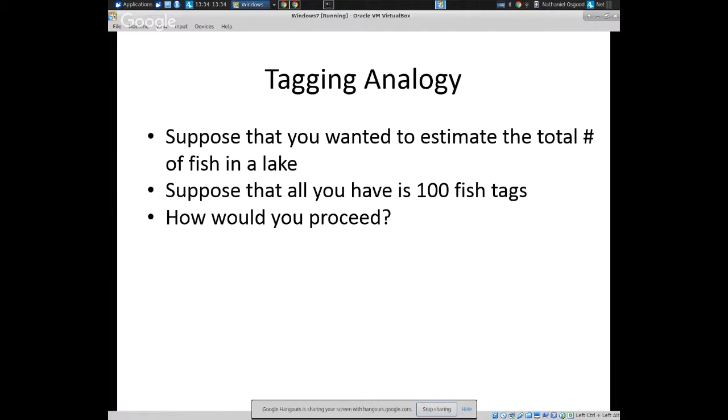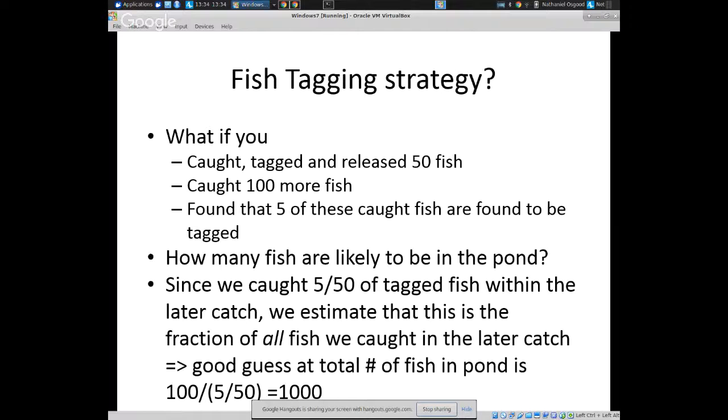Suppose that half of them had the tag, half didn't. How many fish would you guess there are? 200. On the order. I mean, this is not perfect, right? But it gives you a sense. We're a lot more confident there's a lot more fish if we only see very few having the tag. So this is the basic idea, right?